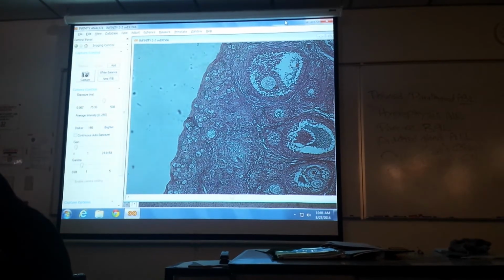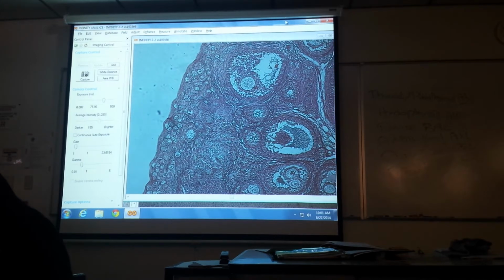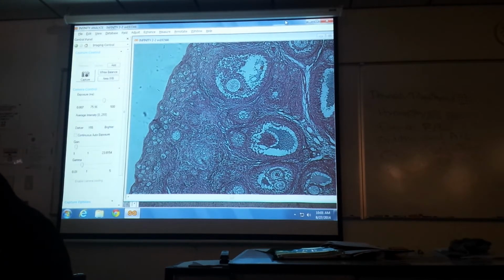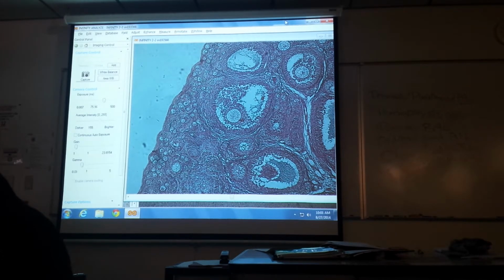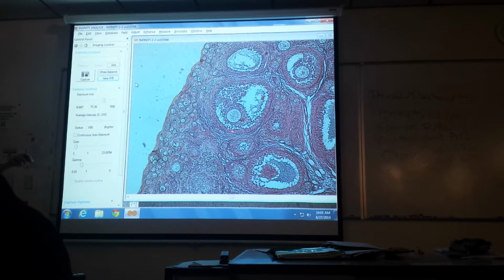A little better. This is a good view. I see all four stages of development in one shot. This is the biggest one.